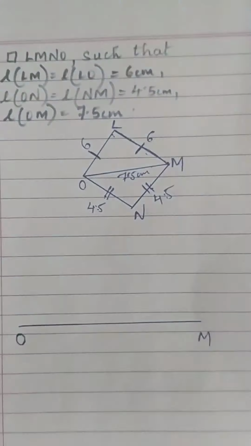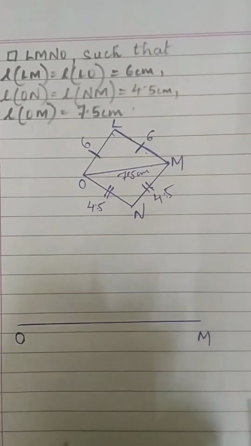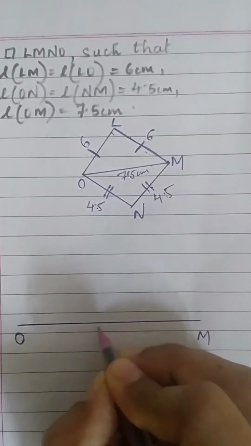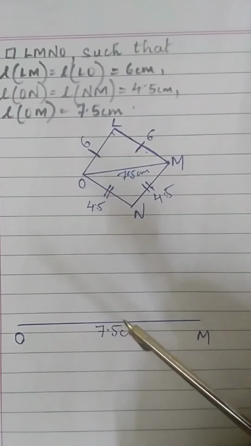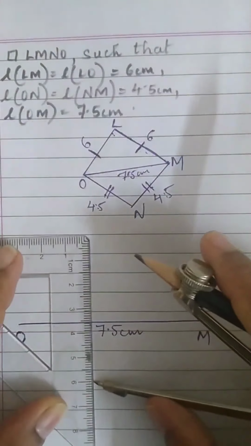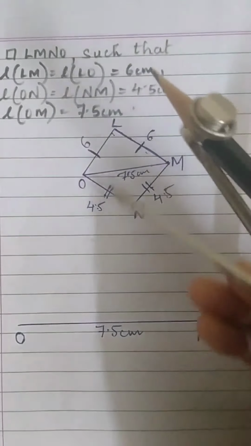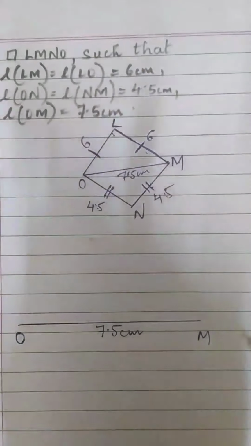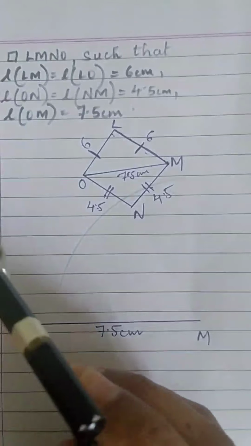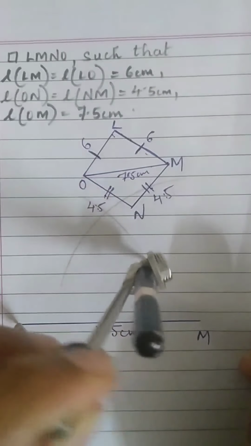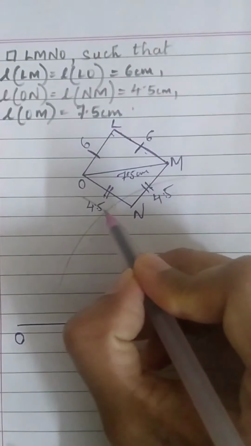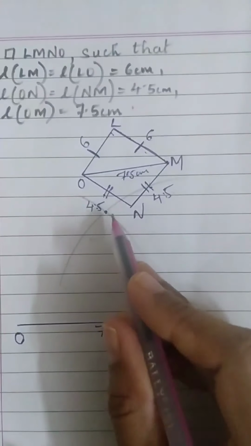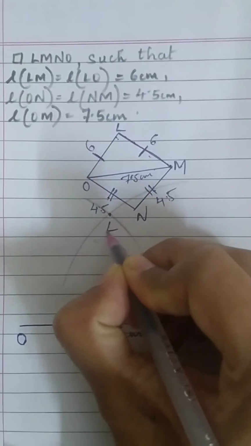Fine. So as you can see, I have drawn OM 7.5 centimeter. Now on the compass, we will take 6 centimeter. From O, arc. From M, arc. From M, cut an arc. Same way from O, cut the same arc, because both are equal lengths. So, very easily you will get it. No need to take different measurements. So, we got the point of intersection, that will be L.